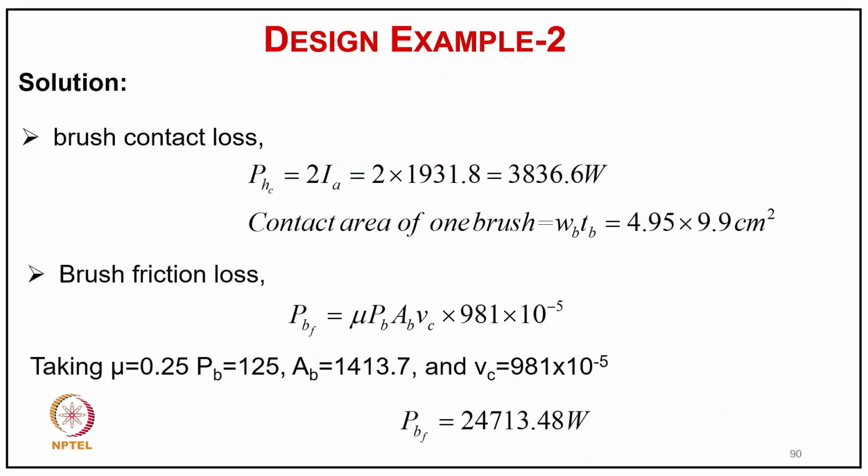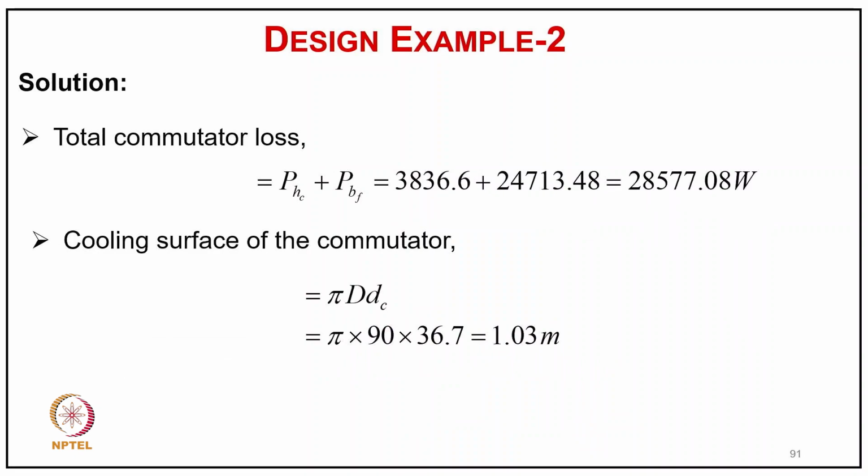So the brush contact loss P_BC will be 2 I_A, that is 36.6 watt, and the contact area per one brush is W_B into T_B, that's 4.95 into 2, 9.9 centimeter square. So the brush friction loss is P_BF equal to mu P_B A_B V_C into 9.81 × 10^-3. Putting all these values, it comes to P_BF equal to 24713.48 watt.